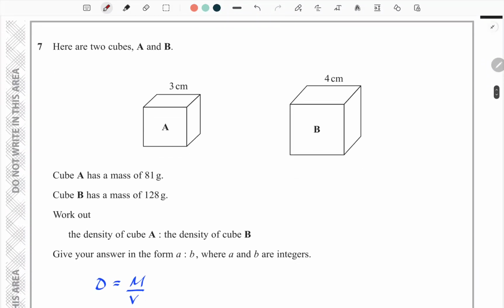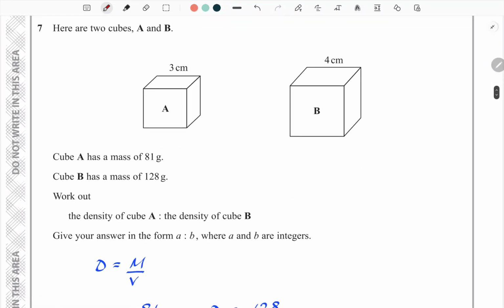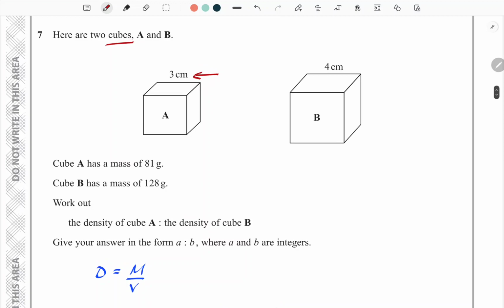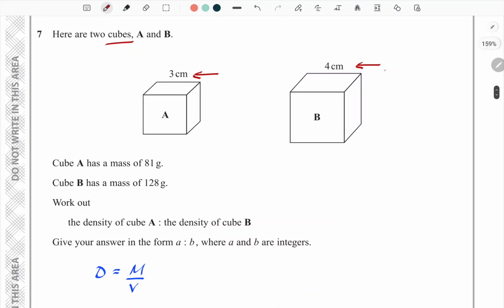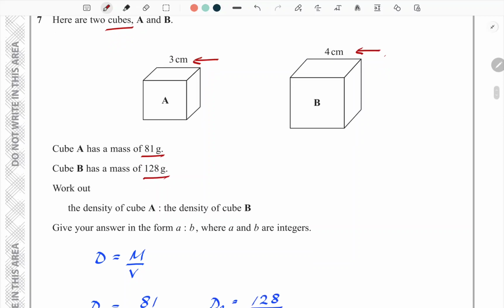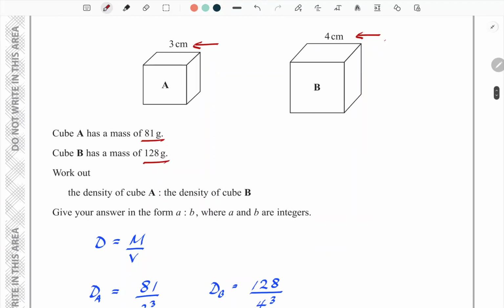Right, number 7. Two cubes, A and B, and they've given us the dimensions. Now remember, it's cubes, okay? Don't go looking for length, height, width. You only need one side measurement because they're cubes. It's the same all the way around, okay? Cube A has a mass of 81 grams. Cube B has a mass of 128 grams, okay? They want a ratio of the densities of cube A to cube B. So you want integers in the answers, by the way, they've put in.